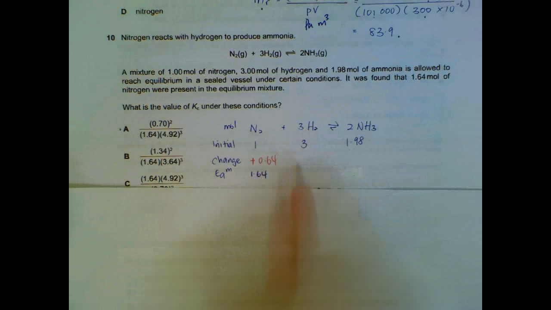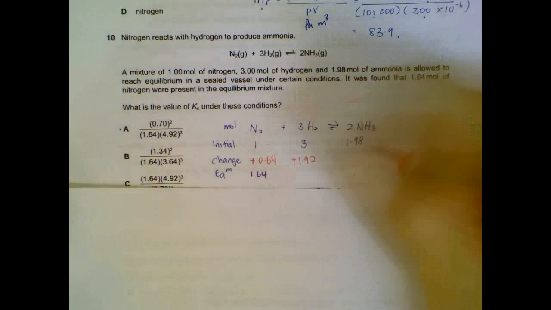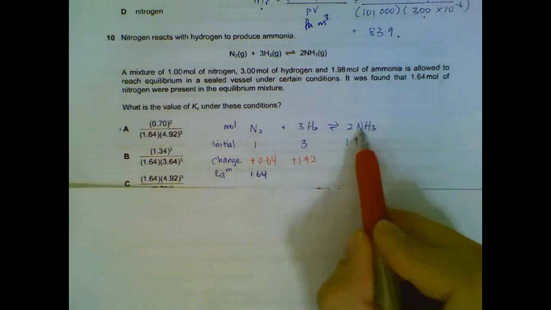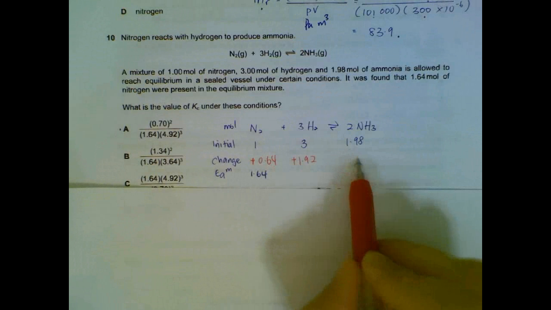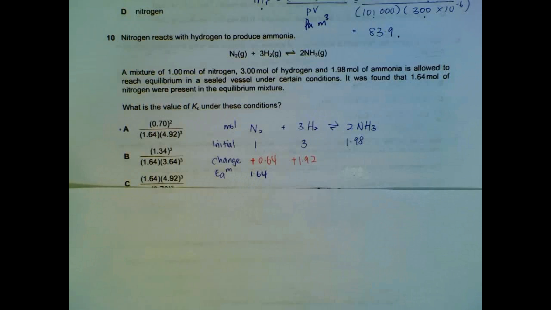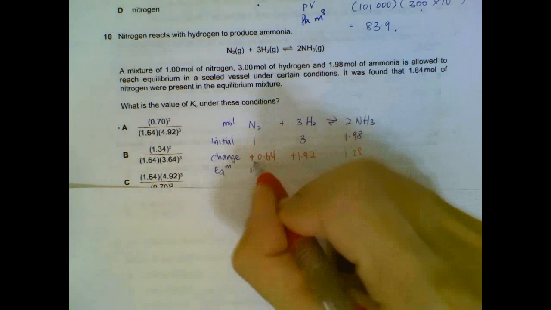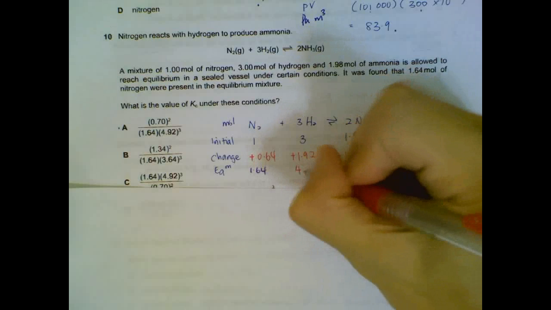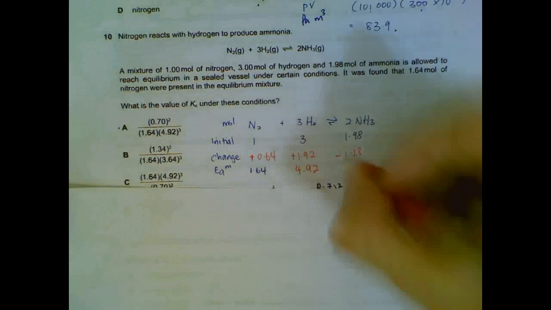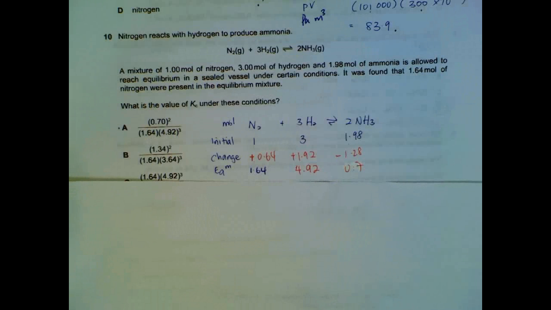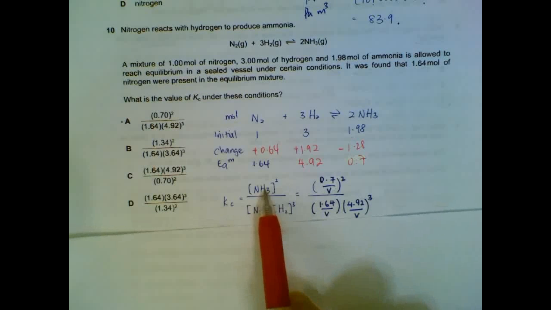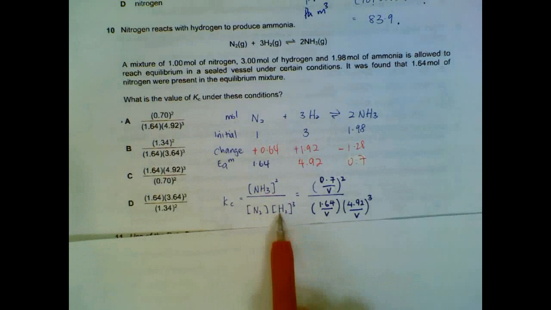Hydrogen will be 3 times of 0.64. So we have 1.92. It will be also increasing because it's on the same side as our nitrogen. For ammonia, it will be twice the amount of nitrogen, so 0.64 times 2, 1.28, but since nitrogen is being formed, ammonia is used up. So from here we look at the changes and we can find equilibrium, 3.92, 0.7, these are the equilibrium amounts. And then we put inside our Kc, equilibrium constant, okay, ammonia raised to the power 2, and hydrogen raised to the power 3.